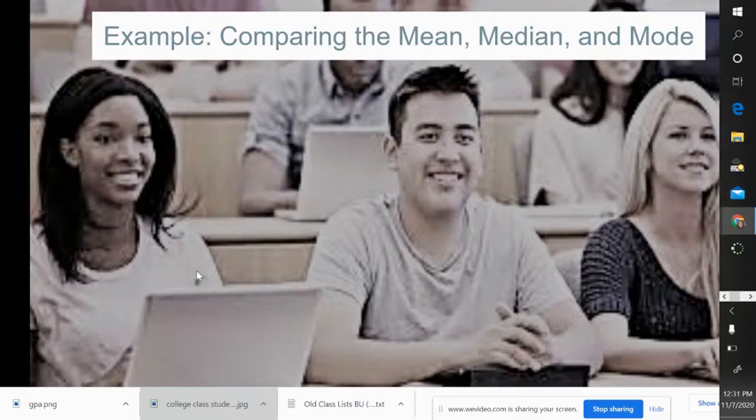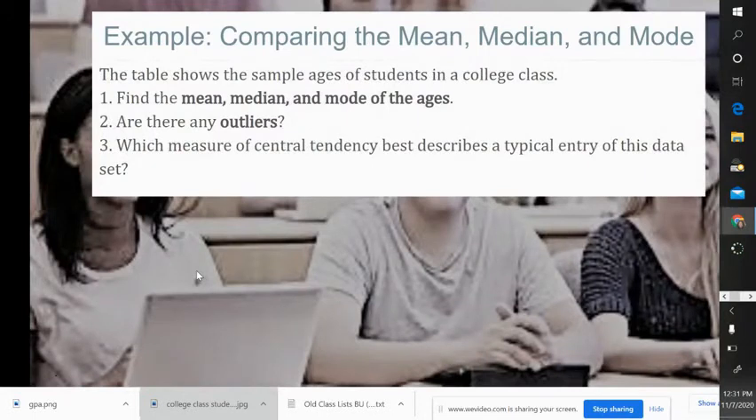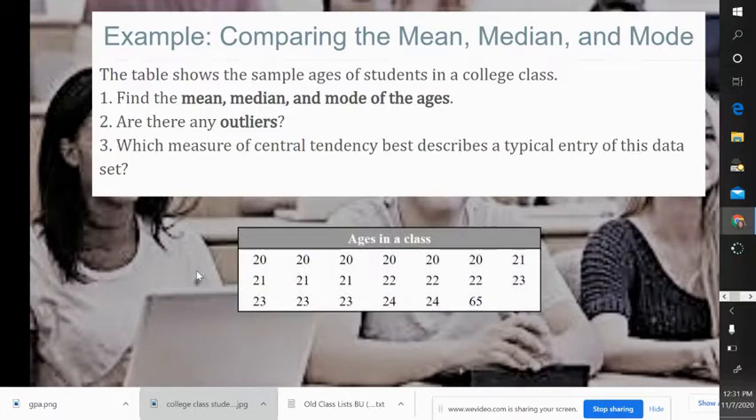Well, let's do an example of comparing the mean, median, and mode. We're going to do an example where we've got students' ages in a college class. We're going to find the mean, median, and mode and look at any outliers and then decide which of those is the best way to describe the typical entry of this data. So here are the actual ages of that particular college class. All right, so look around at it for a second.